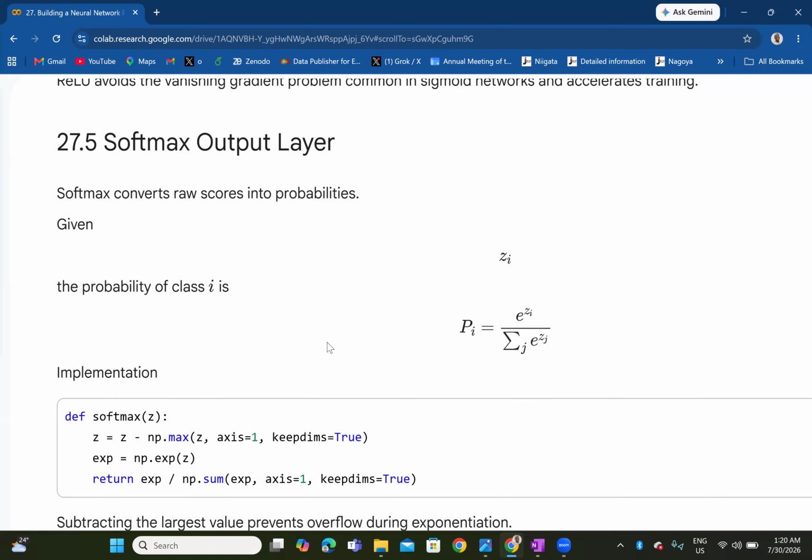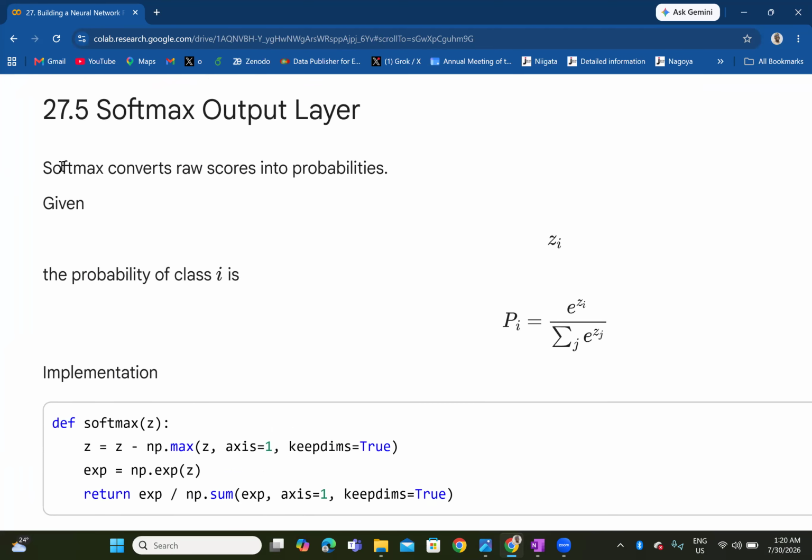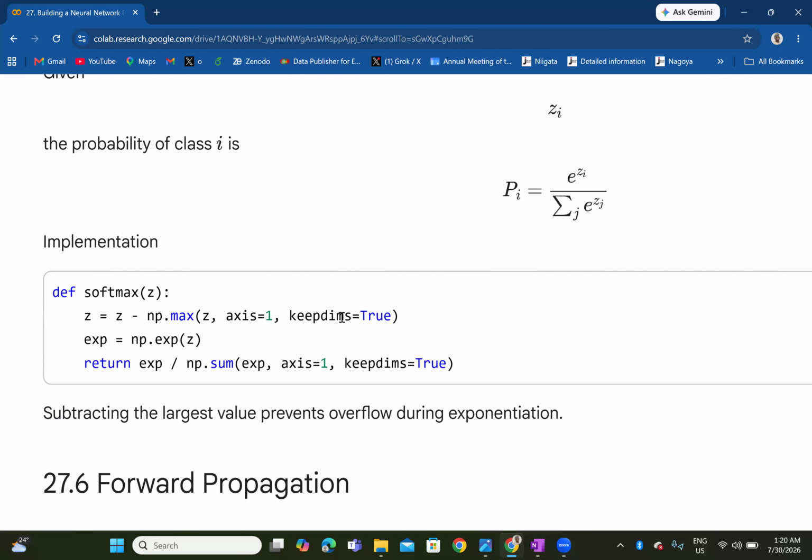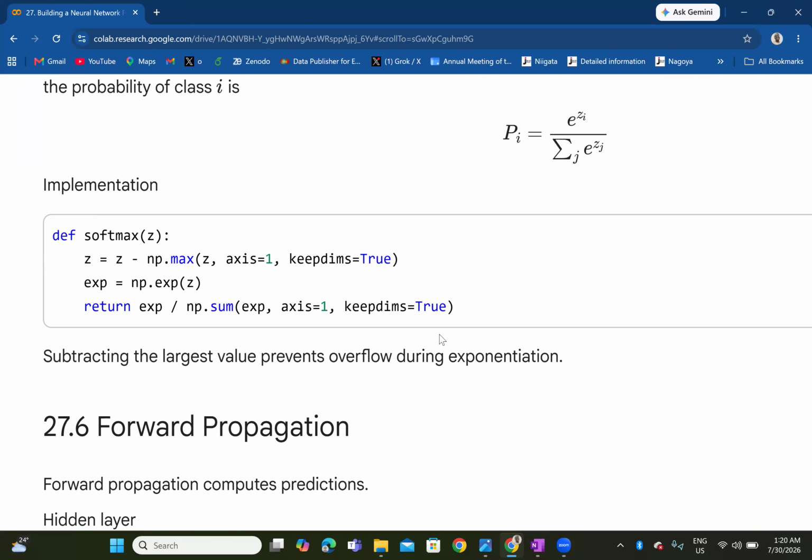Then you have to talk about the softmax output layer. So softmax converts raw scores into probabilities. In previous videos, earlier on, we talked about this a lot, how to compute the process. So given Zi, the probability of class i is e^Zi over the summation over all the possible classes you have, the summation of e^Zj, and then you have the implementation shown here. So you define softmax(Z) equals Z minus np.max, so you have a subtraction of np.max here. Subtracting the largest value prevents overflow during exponentiation. We're still going to implement all of these things.